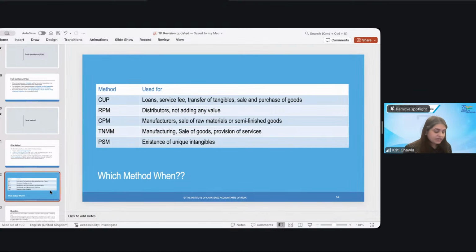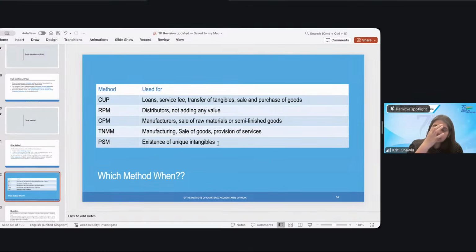Now, the next is RPM that we discussed, which is the resale price method. This is applicable for distributors which are not adding any value. Then it is the cost plus method. It is for manufacturers and for sale of raw materials and semi-finished goods. Then there is TNMM. It is for manufacturing, sale of goods, provision of services, etc. And finally, there is PSM, which is where the transactions are very, very interrelated, or where there is an existence of unique intangibles. And that is where we have the profit split method applicable.